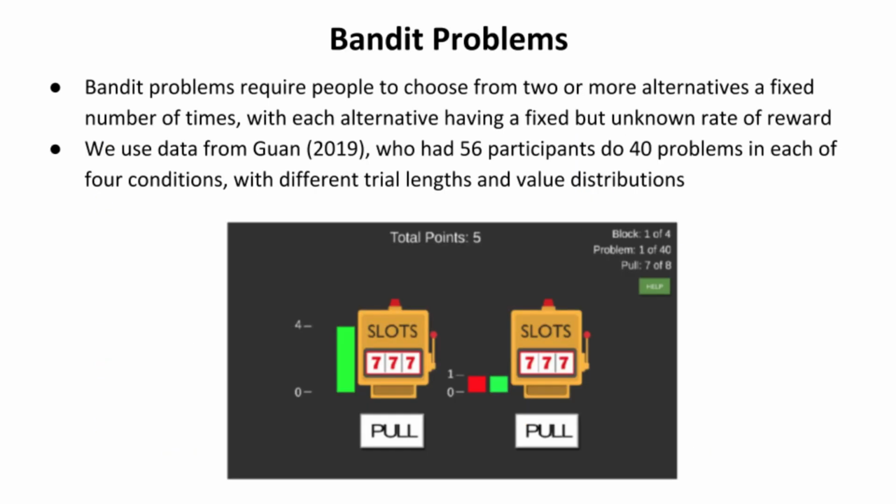The third and final problem we looked at are bandit problems. We looked at 2 choice bandit problems in which people have to choose repeatedly between 2 slot machines, each of which has some fixed but unknown rate of giving reward. People have a fixed number of trials where they choose between these 2 alternatives, and so the goal is to explore early to find which machine provides the reward and then exploit that machine as you get towards the end of the total number of choices that you're allowed to make.